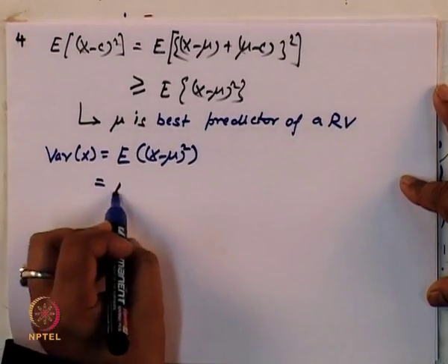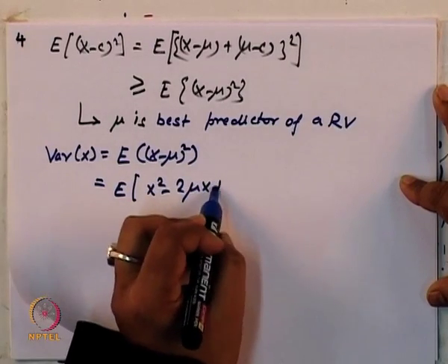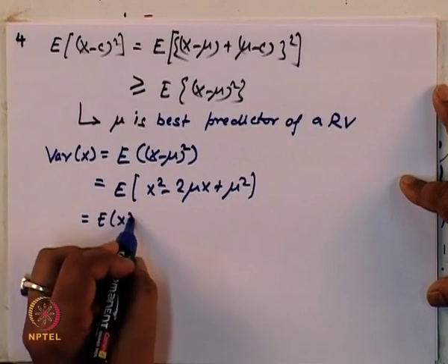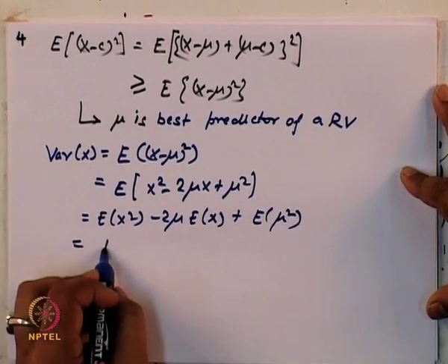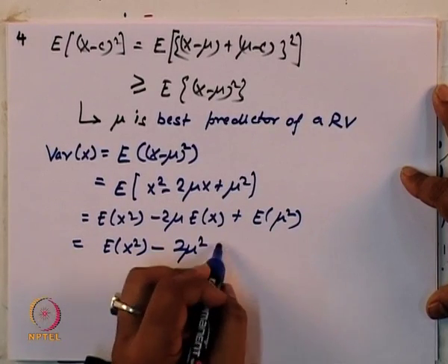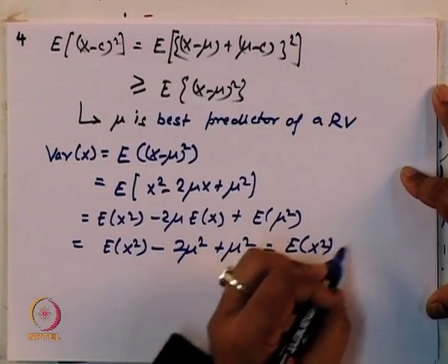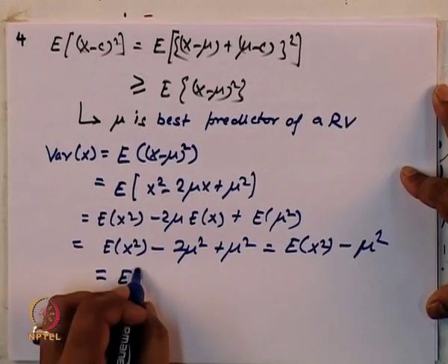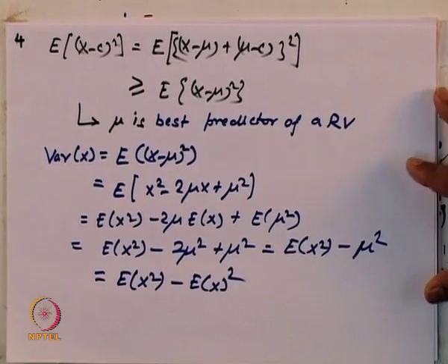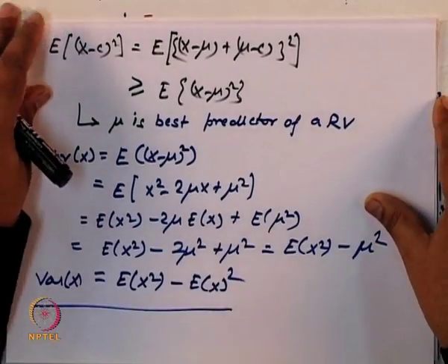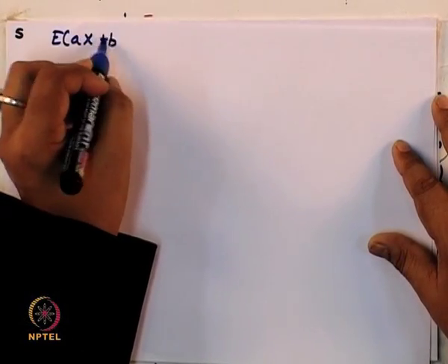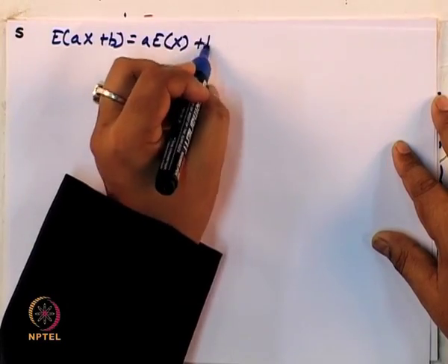So I can expand this. So variance of X has this identity. Now, I already showed that E of (aX plus b) is equal to a E of X plus b.